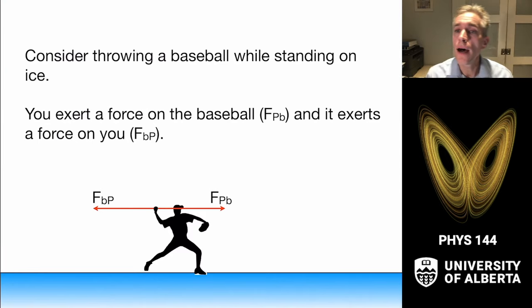All right, I want to consider next what happens if we have a scenario where we are throwing a baseball or some other ball while standing on ice. You can exert a force on the baseball. Let's say you're the pitcher, so this force would be the force of the pitcher on the baseball right there. And as a result, from Newton's third law, that baseball exerts a force on you, and they are equal in magnitude and opposite in direction.